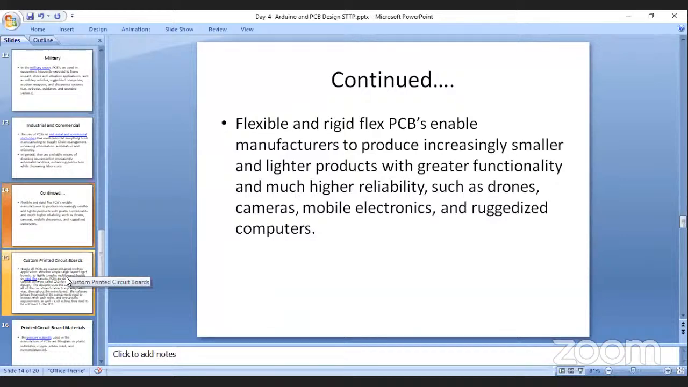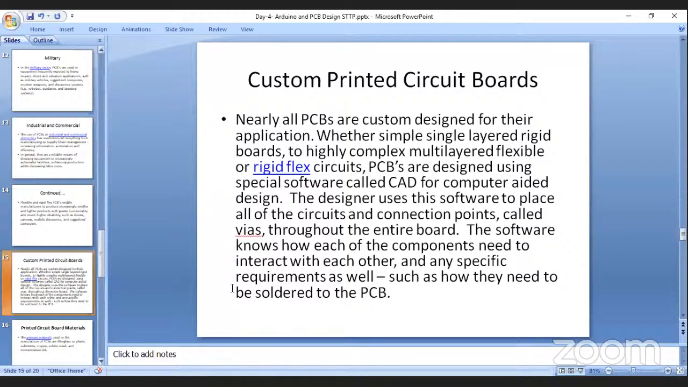So what are custom printed boards? Nearly all PCBs are custom designed for their application. Custom means basically as per the user requirement, right? How they want the input sides to be accessible, how they want to give insider access to that particular board. Whether a simple single layer rigid board or a highly complex multi-layered flexible or rigid PCB, flexible circuits, PCBs are designed using special software called CAD designing, right?